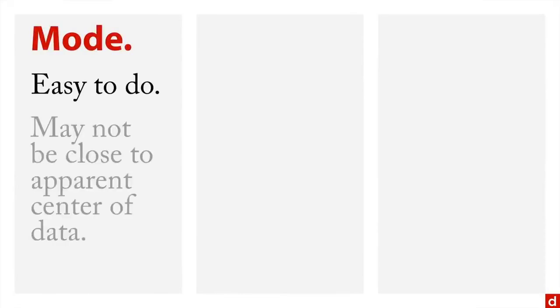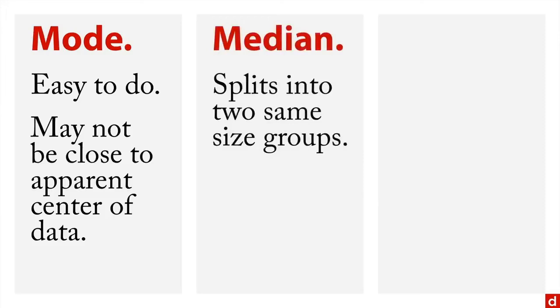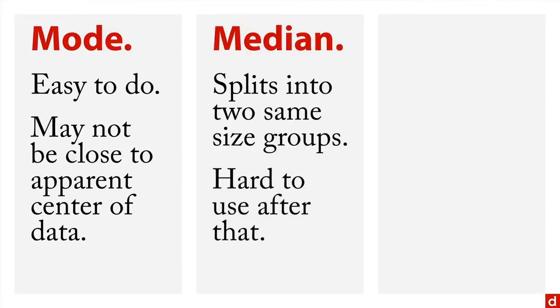Now, let me give a little bit of the pros and cons of each of these. The mode's really easy to do. You just count how common it is. On the other hand, it may not be close to what appears to be the center of the data. The median splits the data into two same-size groups, the same number of scores in each. And that's pretty easy to deal with, but unfortunately, it's hard to use that information in many statistics after that.